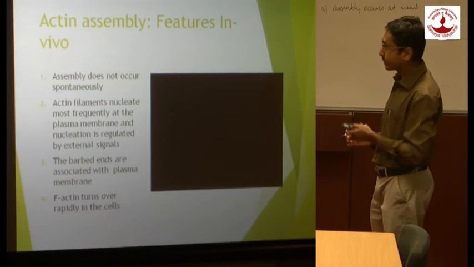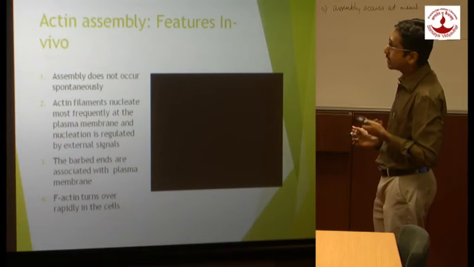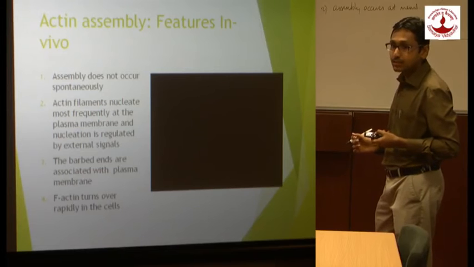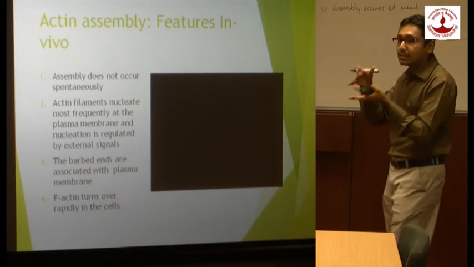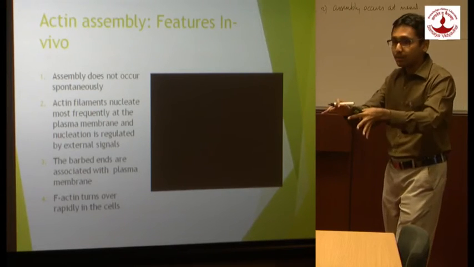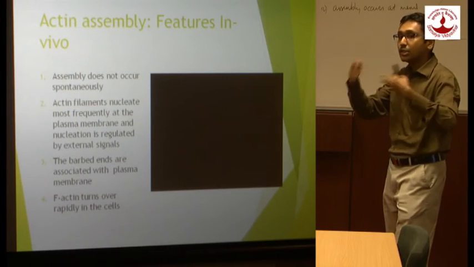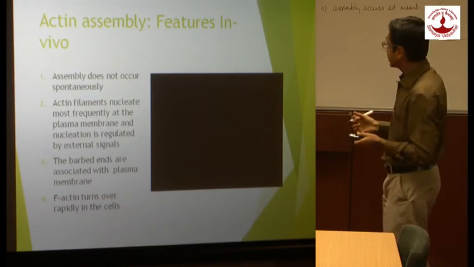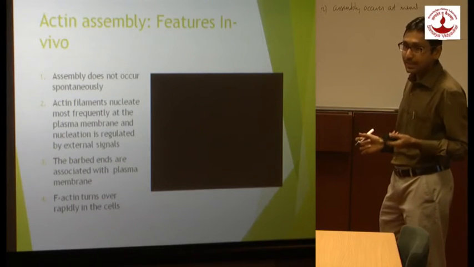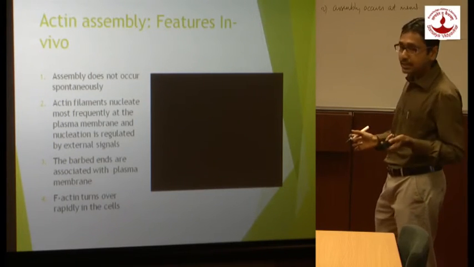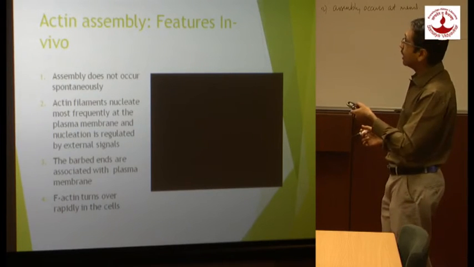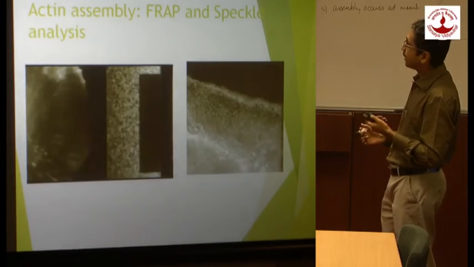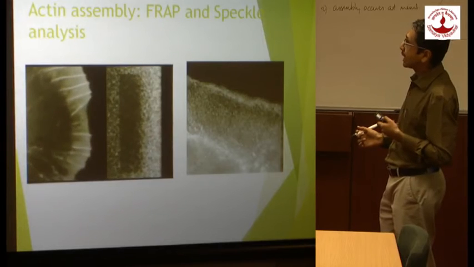Okay, and the last and the fourth very important feature that we see in actin assembly is F-actin turns over rapidly in the cells. The turnover means F-actin does not just form and then stop. The turnover of F-actin is very fast. To demonstrate this, you use fluorescence microscopy techniques. There are two techniques by which you can demonstrate this. One is called the FRAP analysis and the other the speckle analysis.